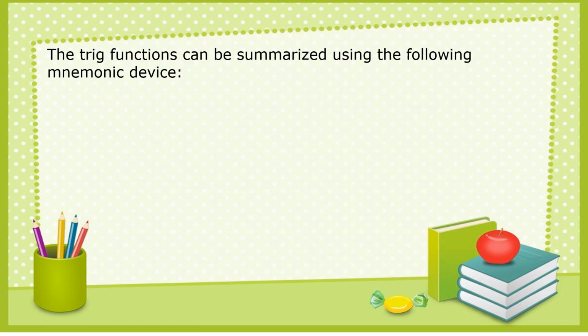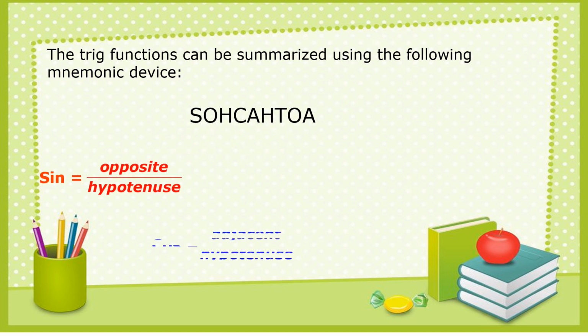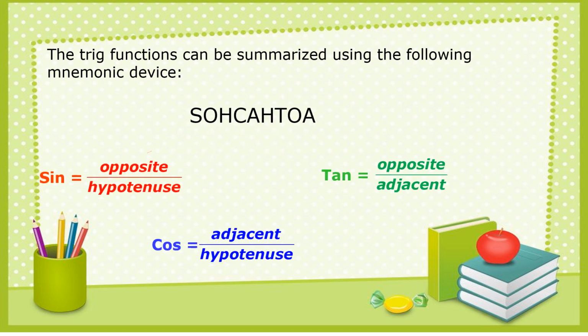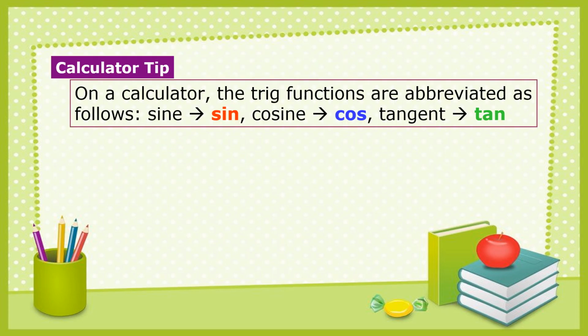So that trigonometric function can be summarized using the following mnemonic device, which is what we call SOHCAHTOA. SOHCAHTOA: sine, opposite divided by hypotenuse. Cosine, adjacent divided by hypotenuse. And tangent, opposite divided by adjacent. Please do remember our mnemonic device in order for you to easily find the unknown or the given trigonometric ratios.